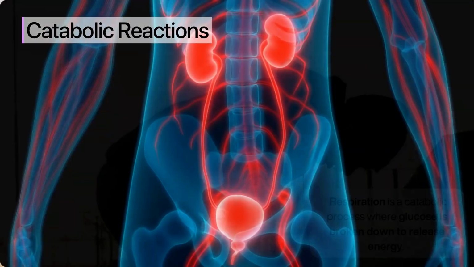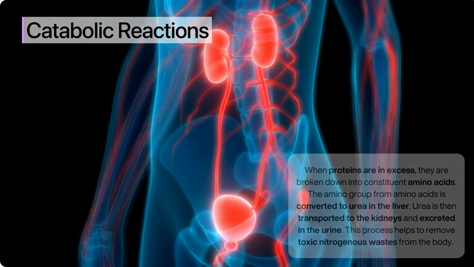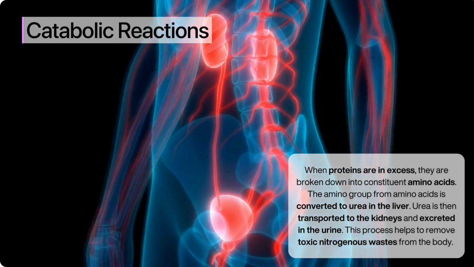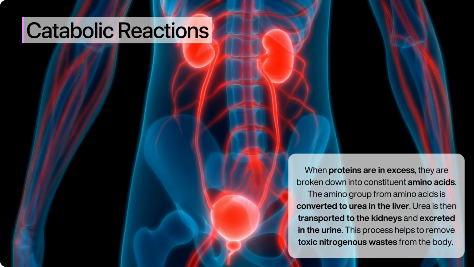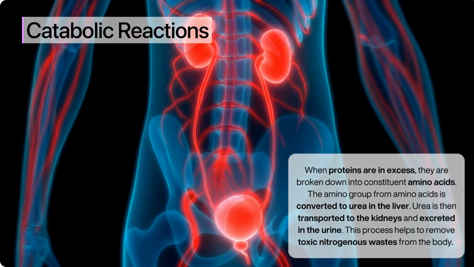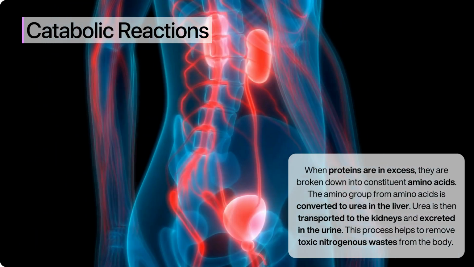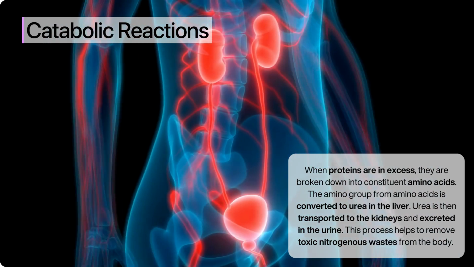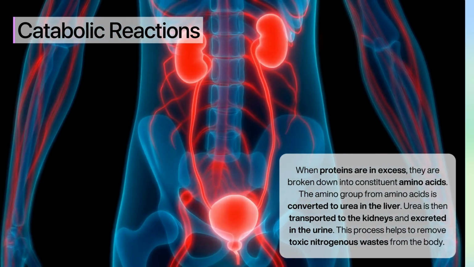A second example can be seen in proteins. When proteins are in excess, they are broken down into constituent amino acids. The amino group from amino acids is converted to urea in the liver. Urea is then transported to the kidneys and excreted in the urine. This process helps to remove toxic nitrogenous waste from the body.